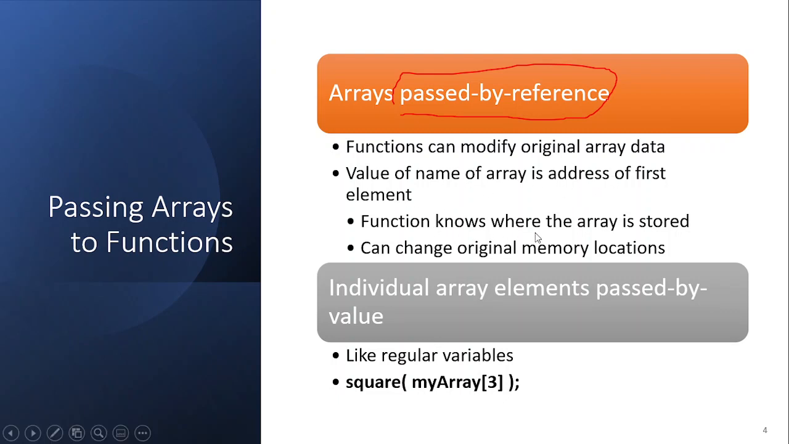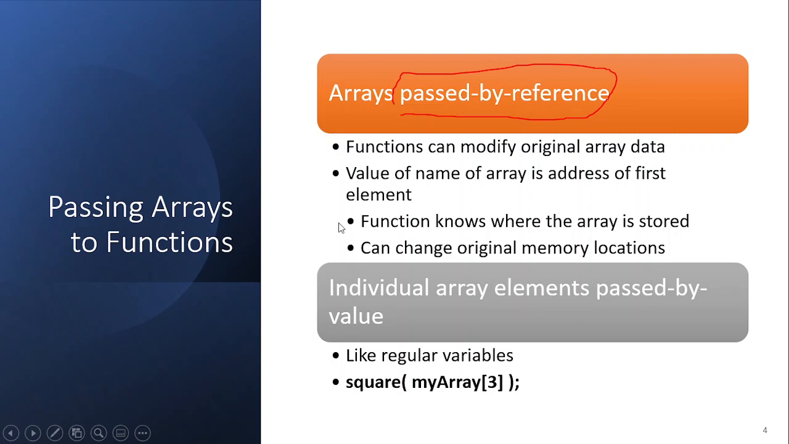Okay, so the function knows where the array is stored, so it has the address of the first element, and if you pass it the size information, it would also know where the successive elements of that array are, and up until which location that array goes. So it can access all the elements of the array, and it can change the original memory locations. Okay, so you can pass arrays by reference.